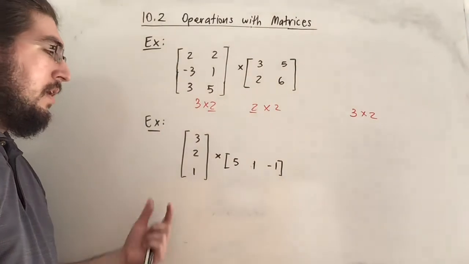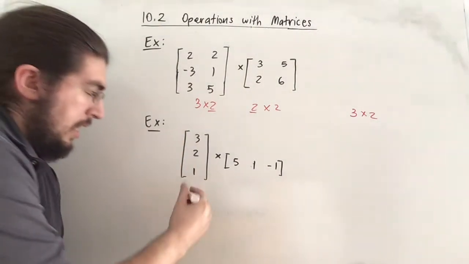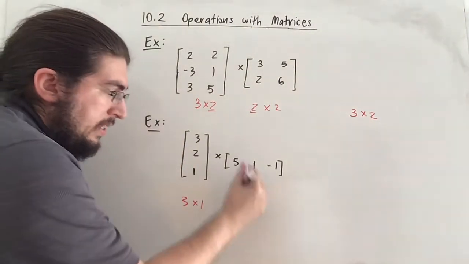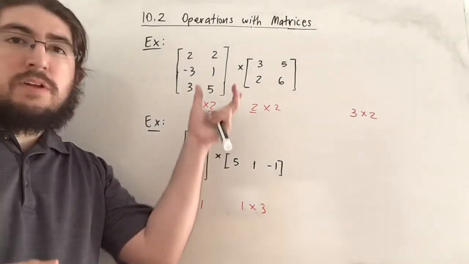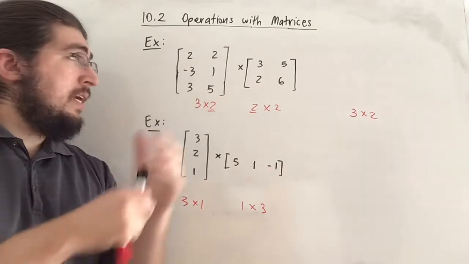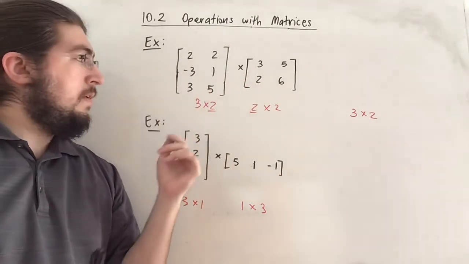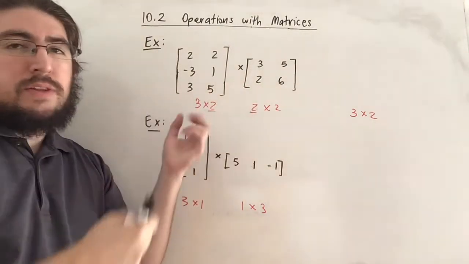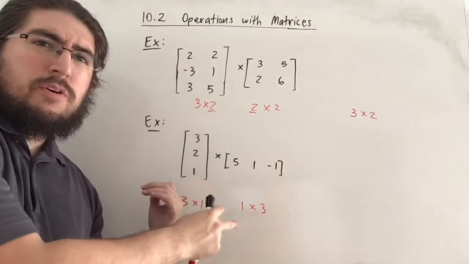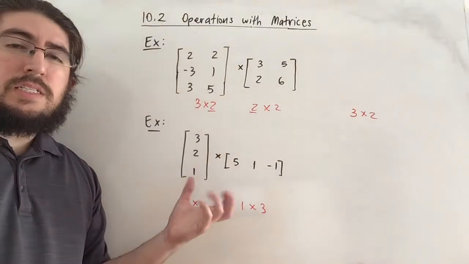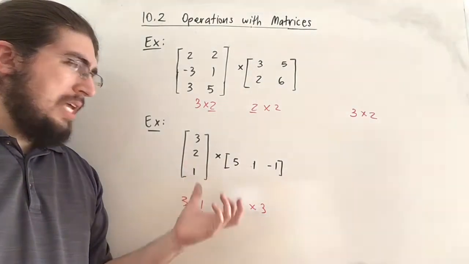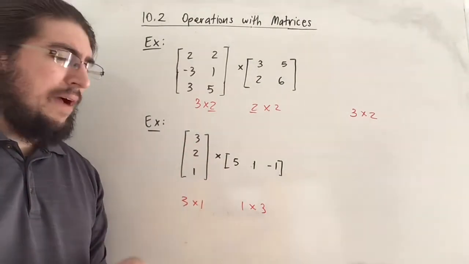Good. Here, this is a 3 by 1, and this is a 1 by 3. Now, funny enough, if you look at the first example here, if you switch the order, they're not compatible, because then you'd have 2 and 3, and those aren't the same. But here, if you switch the order, funny enough, they actually are compatible. The inner dimensions are the same anyways, so you can actually do that. In fact, we'll do that afterwards.